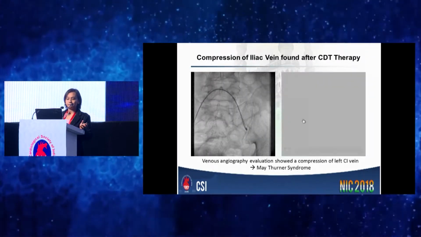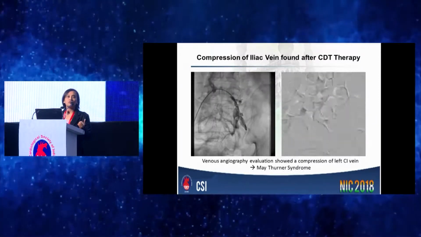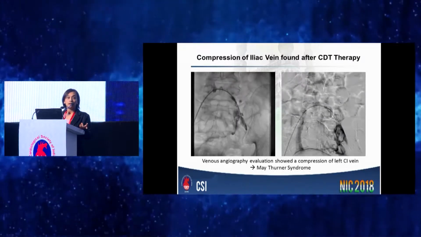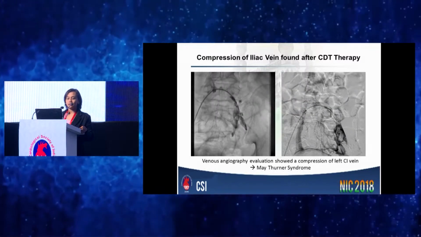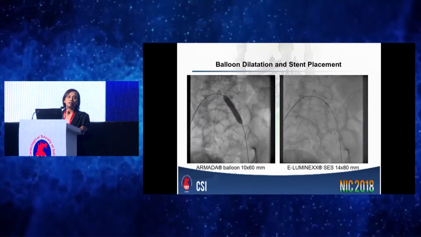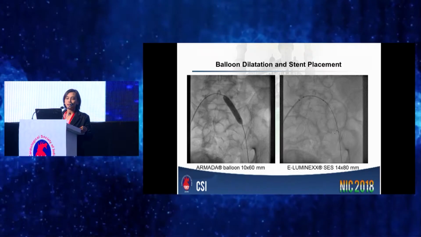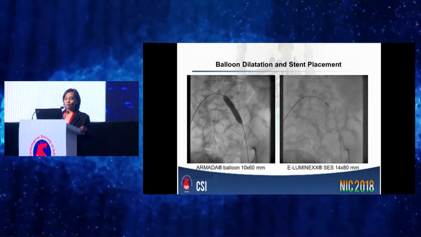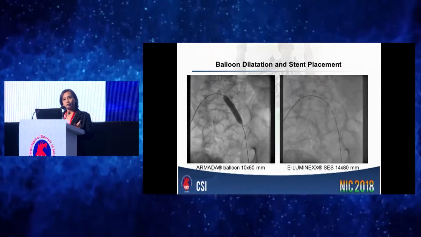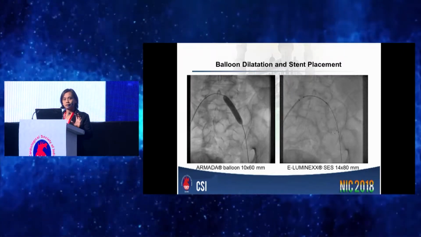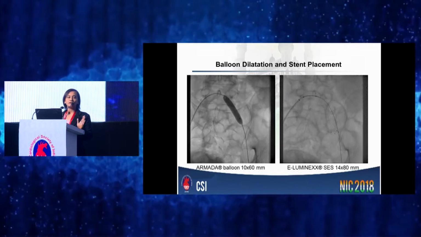And the final angiography showed that there was a compression of the left common iliac vein, apparently a May-Thurner syndrome in this patient. So what we decided next was to dilate this left common iliac vein with a balloon of 10 by 60 millimeter, and then we implanted a self-expandable stent of 14 by 80 millimeter, and we deployed the landing zone just distal of the compression, and 1 to 2 millimeter just proximal of the left common iliac vein and IVC junction.